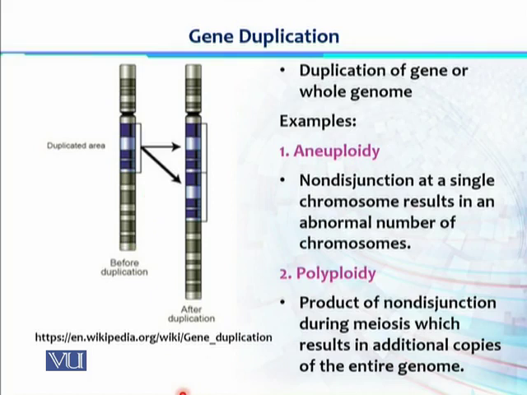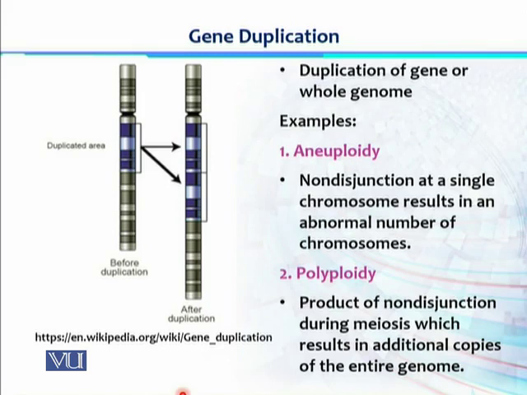Some examples: one is aneuploidy. Aneuploidy is non-disjunction. We know that during the process of meiosis, chromosomes are replicated and joined with each other. And when they separate from each other, if at that stage 2 chromosomes fail to separate, it is called non-disjunction. Resultantly, one cell gets 2 copies of these chromosomes and one gets nothing. Similarly, in the case of polyploidy, as a product of non-disjunction, additional copies of chromosomes will be achieved by the daughter cells.